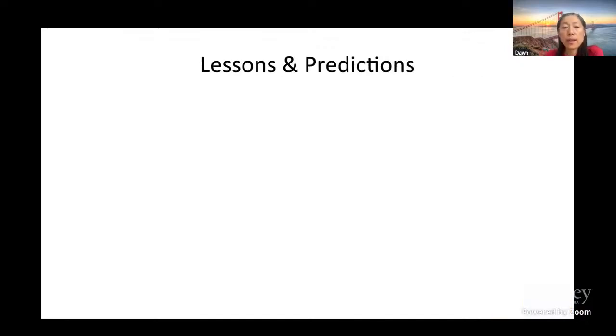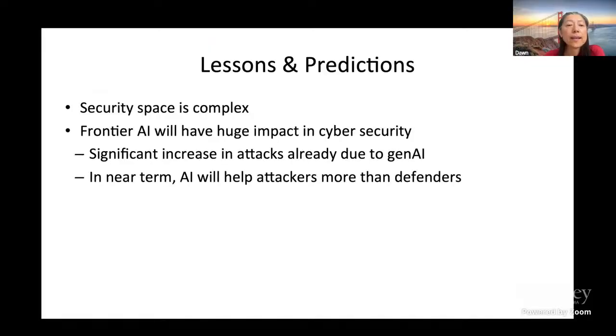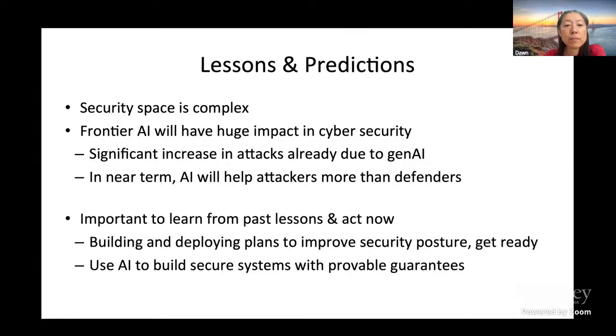So the lesson we learned is that the security space is complex, and frontier AI will have a huge impact in cybersecurity, with a significant increase in attacks that we are already seeing today due to Gen AI. In the near term, AI can help attackers more than defenders. Hence, it's important to learn from past lessons and act now. We need to build and deploy plans to improve security posture and get ready. And we also need to use AI to build secure systems with provable guarantees.